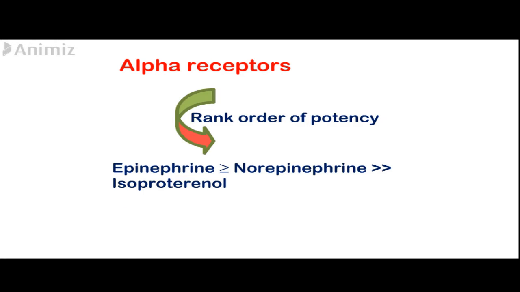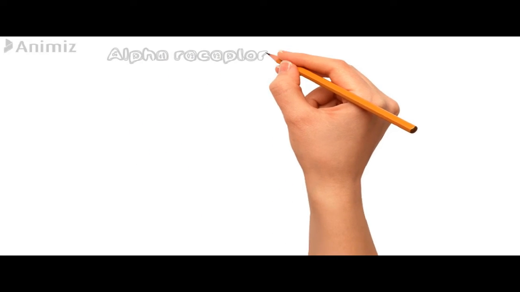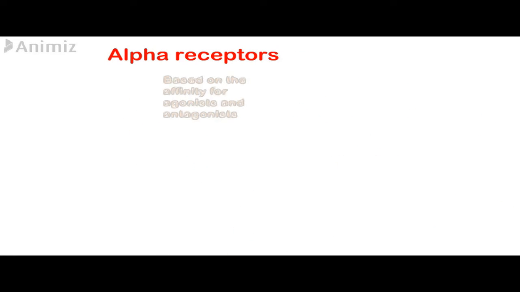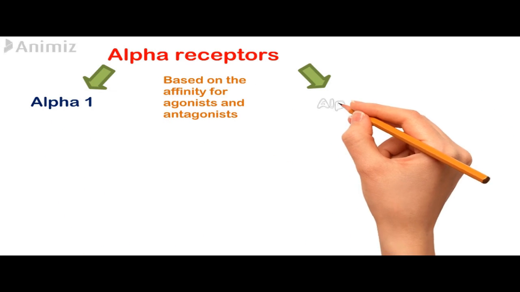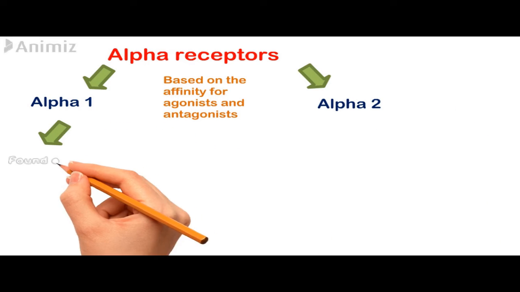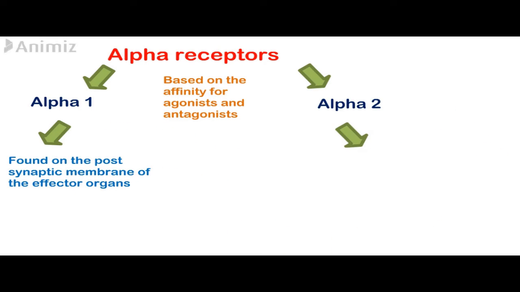Alpha receptors are divided into alpha 1 and alpha 2 receptors. Alpha 1 receptors are G protein coupled receptors, especially Gq coupled receptors, and they are found on the postsynaptic membrane of the effector organs. While alpha 2 are located primarily on the presynaptic nerve ending and on other cells such as the beta cells of the pancreas. And these alpha 2 receptors are Gi protein coupled receptors, so they will inhibit adenylyl cyclase and cause a decrease in the level of intracellular cyclic AMP.